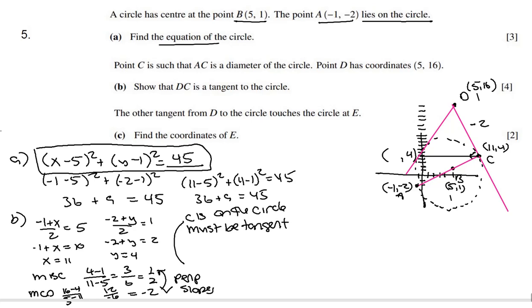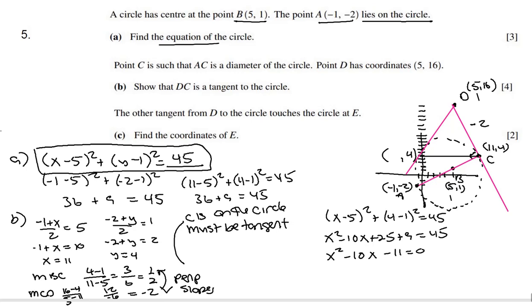And so if I do that, I've got x minus 5 squared plus 4 minus 1 squared is equal to 45. And then this is going to be x squared minus 10x plus 25. And this is going to be 3 squared, so plus 9 is equal to 45. When I subtract, this is 34, and then I minus this, so x squared minus 10x minus 11 is equal to 0.